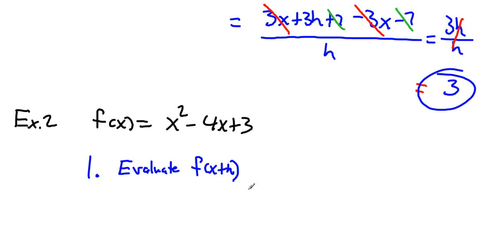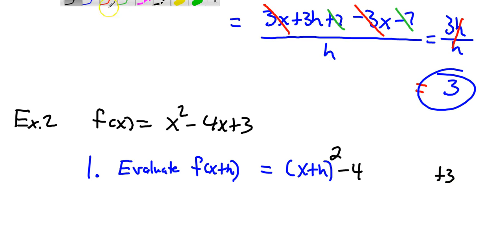Okay, and the first step's still going to be the same thing. You've got to evaluate f of x plus h. So everywhere back here that we had x, we're going to take the x out and replace it with x plus h. So we've got x plus h squared minus 4 times x plus h, plus 3.